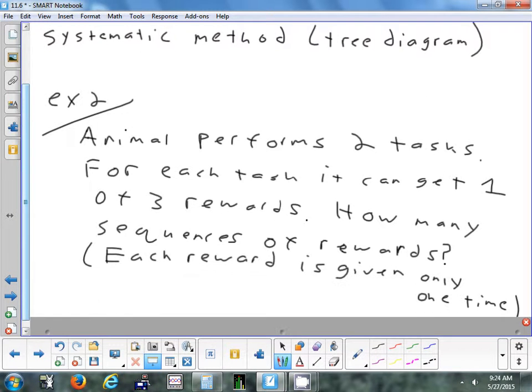So let's look at this one. An animal is going to perform 2 tasks. For each task they perform, they can get one of 3 rewards. So I want to know how many different sequences of rewards could the animal get? How many different ways? Count them up.